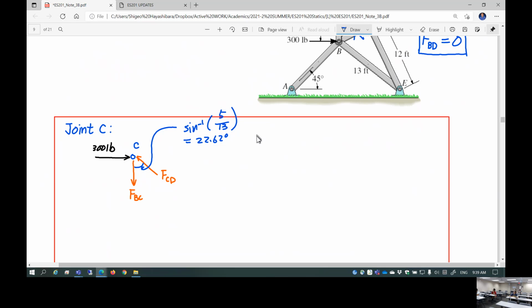So let's apply this to joint C. Two unknowns, FCD and FBC. Summation of the forces, let's set this as the positive x direction. Summation of forces in the x direction set equal to 0. This is the 300 in the positive x direction minus FCD sine of 22.62 degrees, set equal to 0. This is going to give you FCD. FCD is 780 pounds.